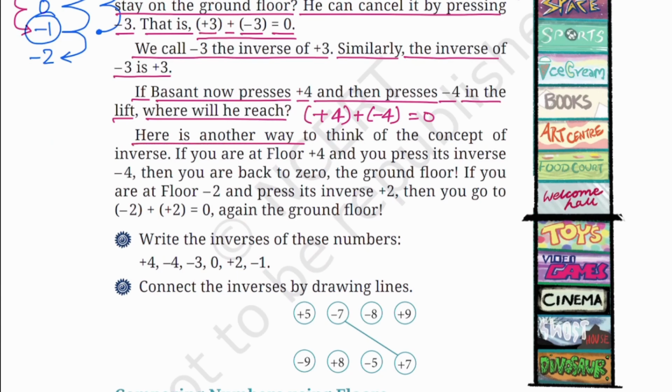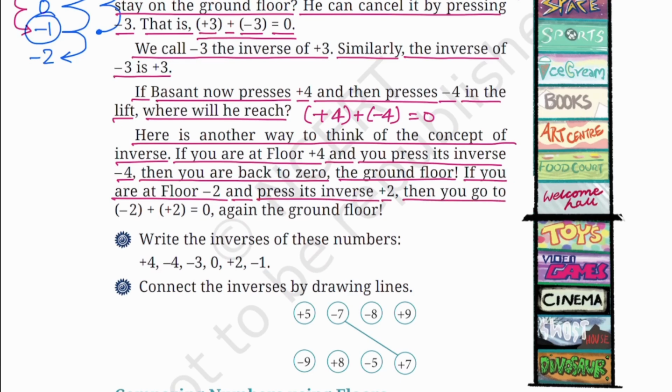Here is another way to think of the concept of inverse. If you are at floor plus 4 and you press its inverse, that is minus 4, then you are back to 0, the ground floor. If you are at floor minus 2 and press its inverse plus 2, then you go to minus 2 plus 2 is equal to 0, again the ground floor.